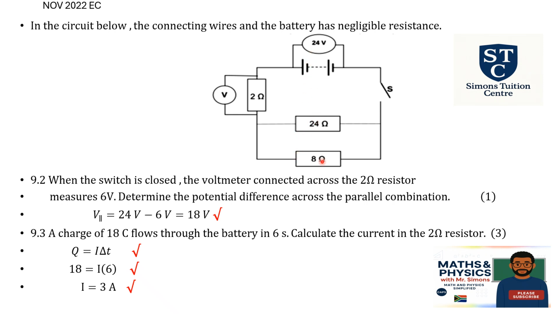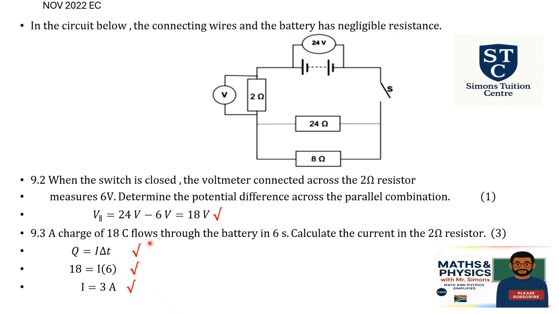Because voltage is constant, it doesn't mean 24 volts goes to those two in parallel, because there must still be voltage left for the 2 ohm to use. 2 ohm uses 6, therefore 24 minus the 6 gives me 18 volts that's used by both the 24 and the 8 ohm. So there 24 volts minus 6 volts gives me 18 volts, which is then used across the parallel combination. Right, 9.3.